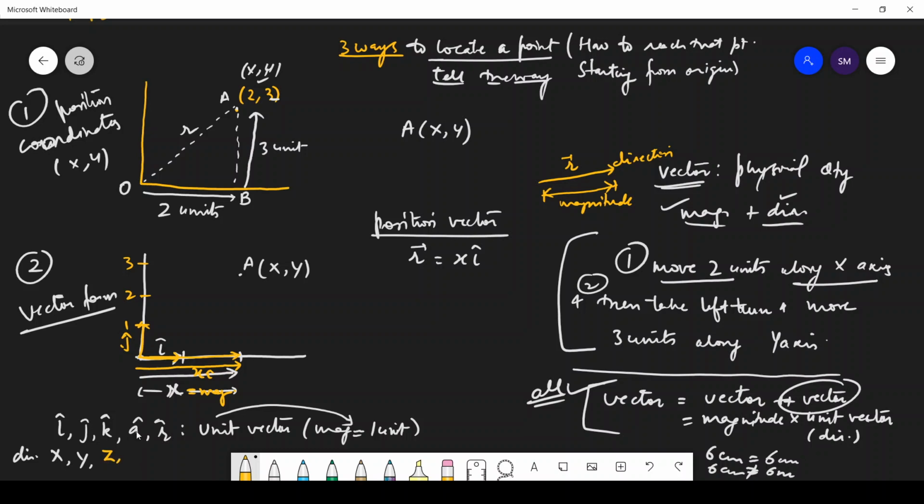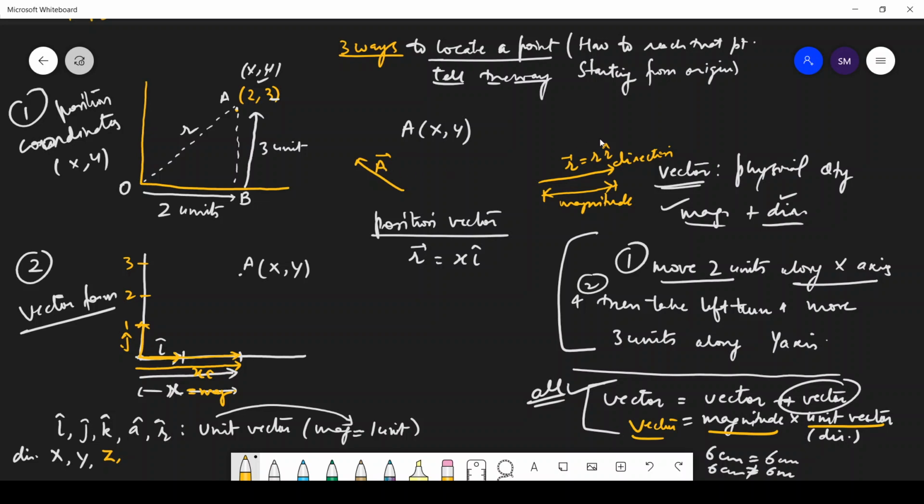What is the direction of A vector? Like here I have written this r, so how can I write it? I write it as r cap. So simply, vector is equal to magnitude multiplied by its direction with a unit vector. Suppose this is the A vector.